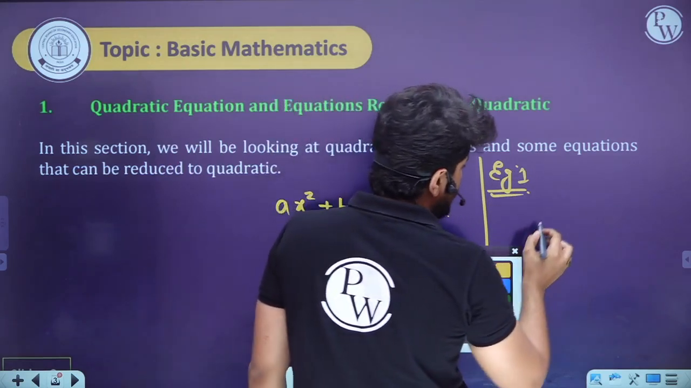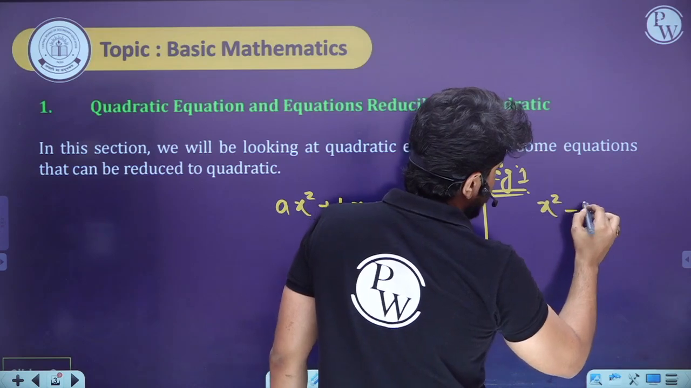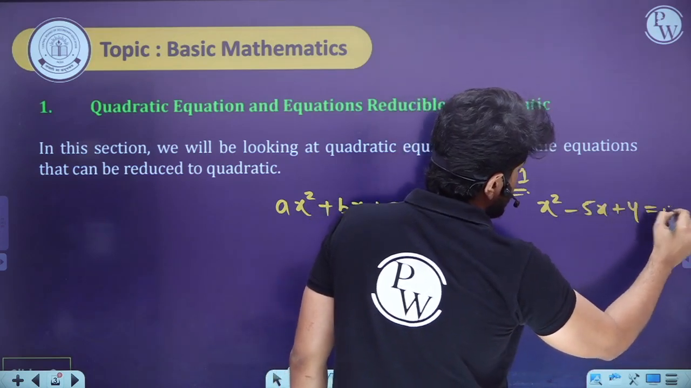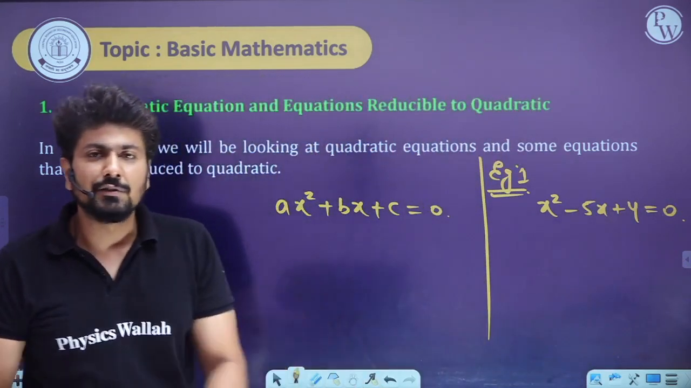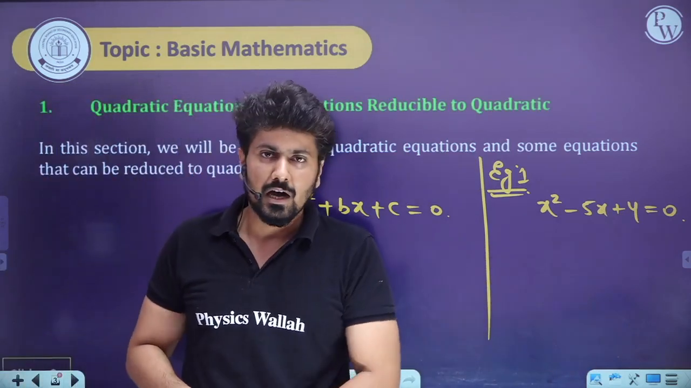Suppose there is a question: x square minus 5x plus 4 equal to 0. We are going to solve this quadratic equation by the middle term splitting method. How do we use that?